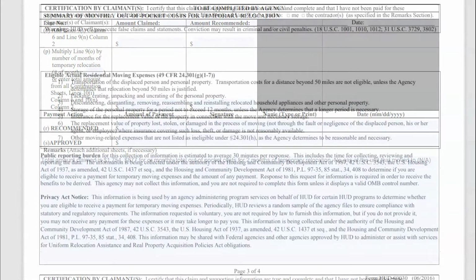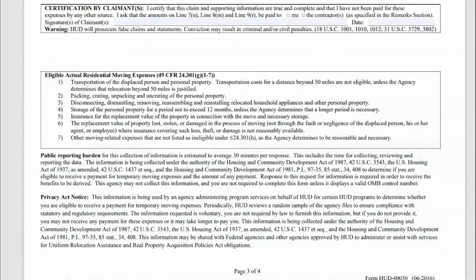Finally, the last section on the form is the certification of claimants. Applicants should sign and date that they are certifying that the claim and supporting information is true and complete, and that they have not been paid for these expenses. Applicants will also request that the amounts in lines 7N, 8M, and 9R are paid to the applicant or to a contractor.